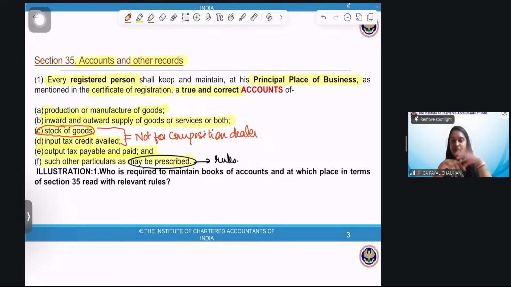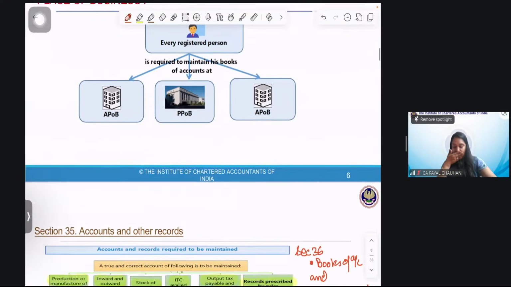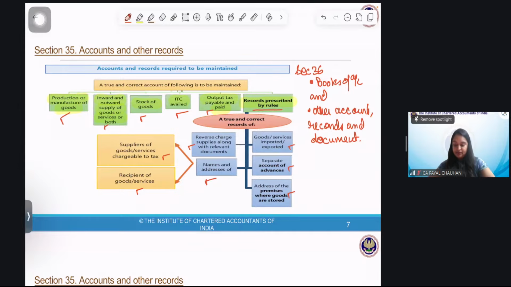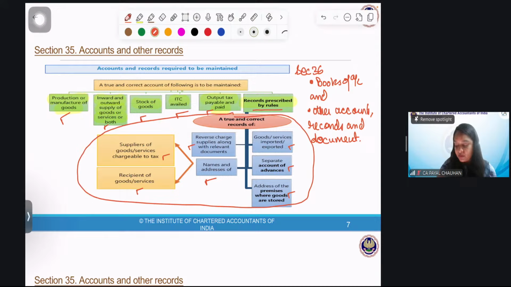Yes, see, this is my first answer since I'm a registered person. So these are the books of account I need to maintain. Anything new, ma'am? See, I have to maintain this as per my registration. Besides this, I have to maintain documents and records as per rule. Tell me one thing, do I need to maintain them or not? Besides this, I have to maintain books of accounts, documents, records.